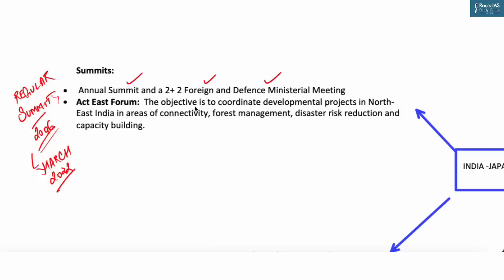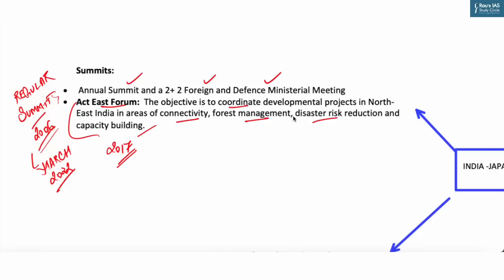Then the decision was taken in the 2017 summit to establish the India-Japan Act East Forum. The objective of this forum is to coordinate development projects in Northeast India in areas of connectivity, forest management, disaster risk reduction, and capacity building.